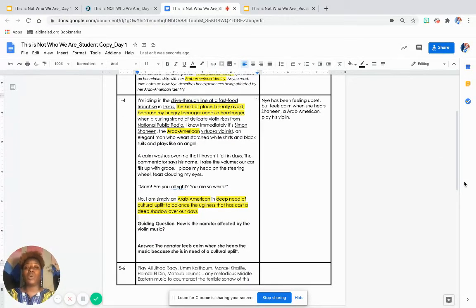Please, please, please remember to underline your nouns. Underline those people, places, and things that help you to build background knowledge. And then you're going to highlight those things that stand out to you. And you're also going to highlight those things that show an identity marker, that help us to understand the narrator's identity. So highlight those things as well. Okay?